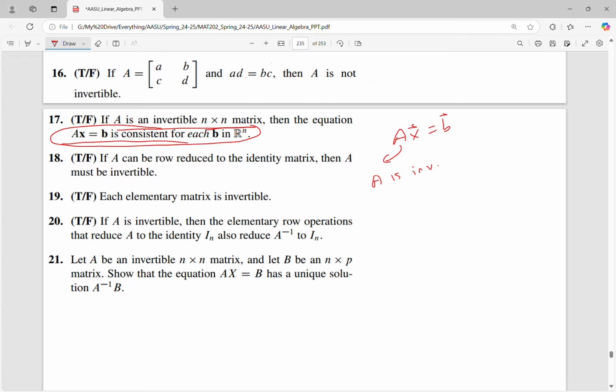Is it correct? Yes. Why is it yes? Because we know X equals, we just talked about this, X equals A inverse B. If the matrix is invertible, I can solve any system. Okay?